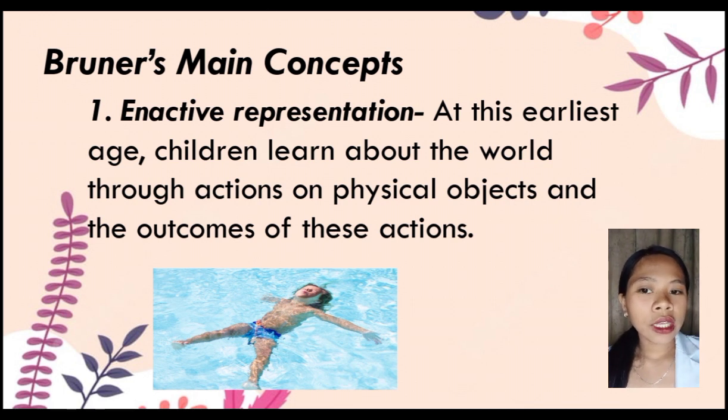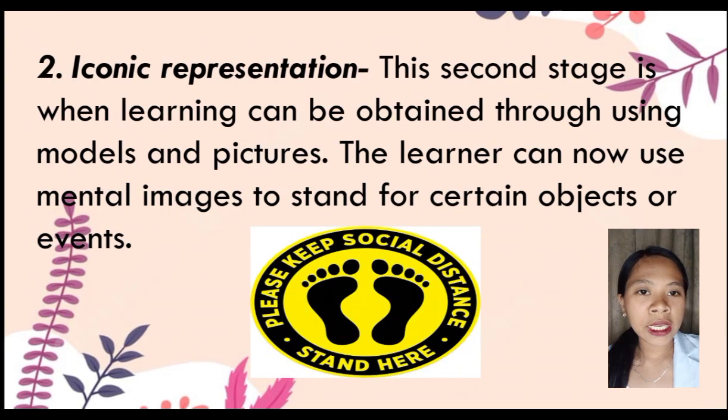First is the enactive representation. At this earliest age, children learn about the world through actions on physical objects and the outcomes of these actions. Children represent objects in terms of their immediate sensation of them. This is learned through movement or action at the age of 0 to 1. For example, a child might show to others that he knows how to float in the water without explaining it.